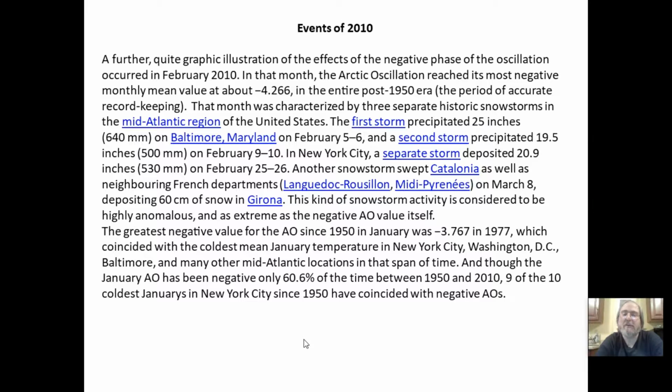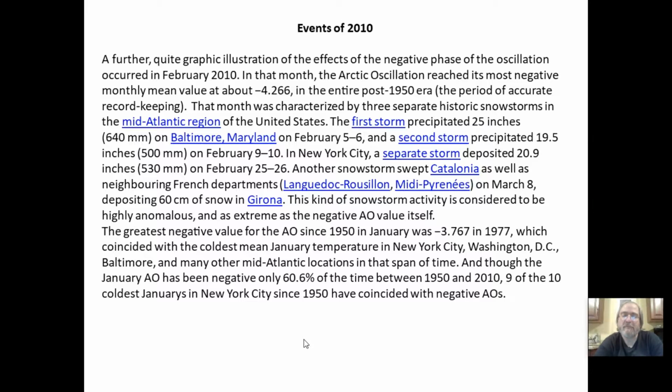A further, quite graphic illustration of the effects of the negative phase of this oscillation occurred in February 2010. In that month, the Arctic Oscillation reached its most negative monthly mean value, about minus 4.266, in the entire post-1950s era, the period where accurate record keeping began. That month was characterized by 3 separate historic snowstorms in the mid-Atlantic region of the U.S.